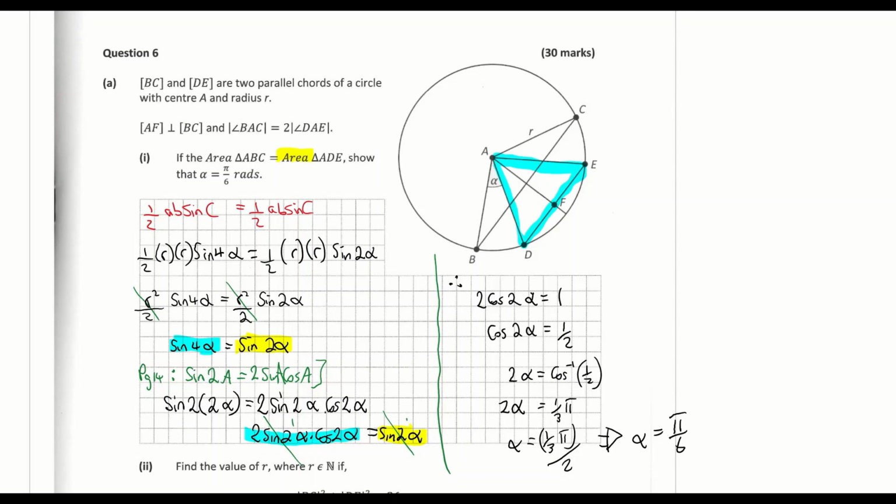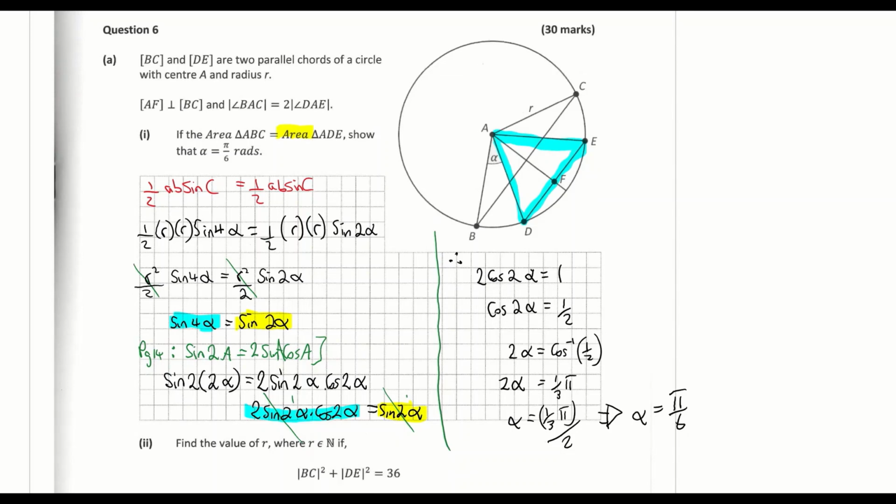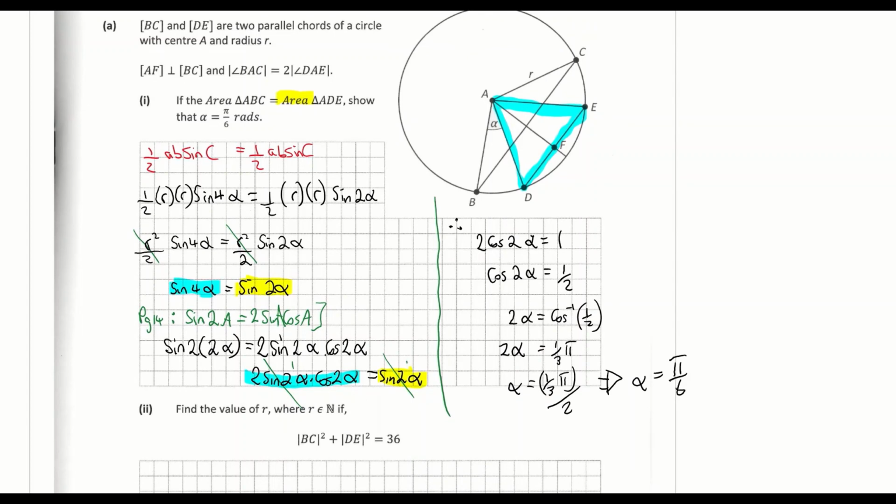Okay, scrolling down now to part 2 of that question. And in part 2, the question reads simply as: find the value of r when the length BC squared plus DE squared is equal to 36.